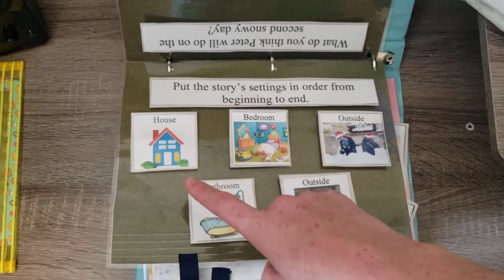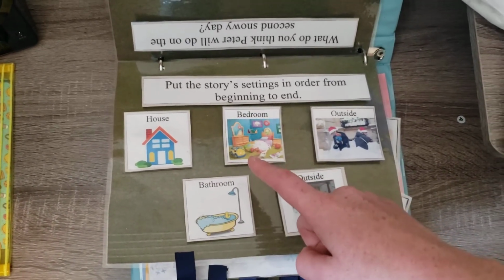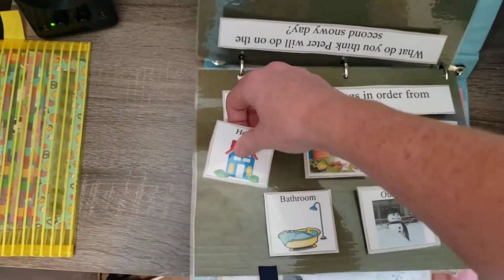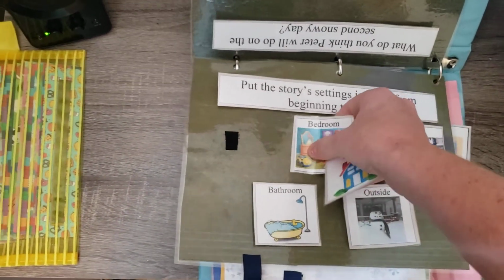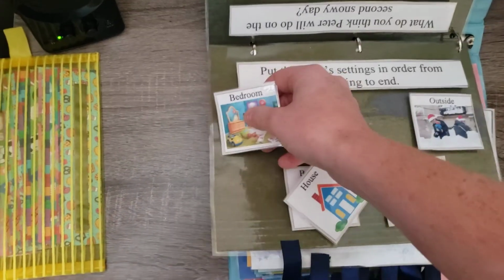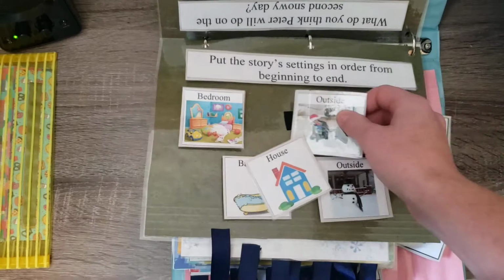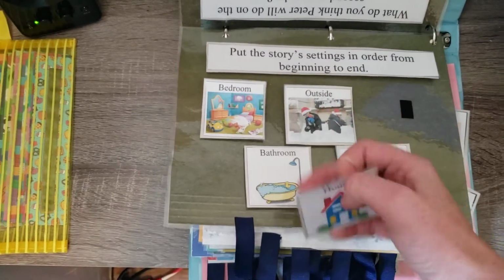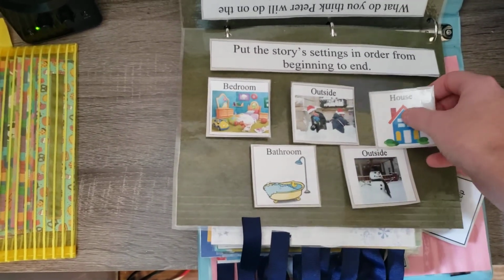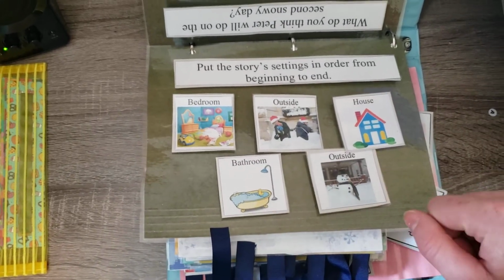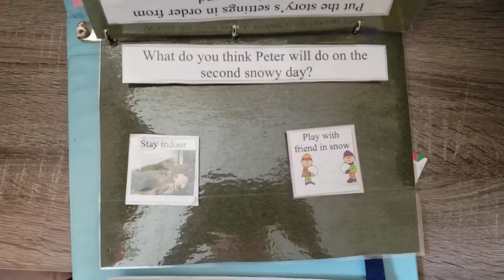So he was at his home at the beginning. He was in his bedroom specifically. Actually, I have this out of order. So he was in his bedroom at the beginning. Then we see him go outside. Then he goes back home. He takes a bath, and he goes back outside with his friend the next day.